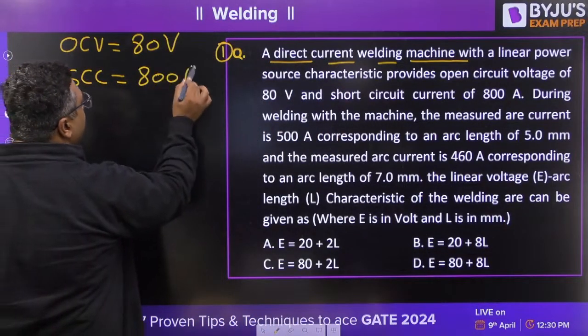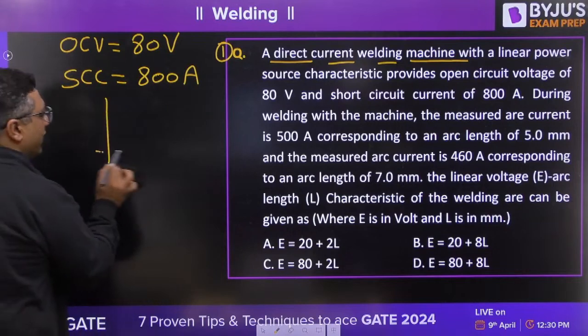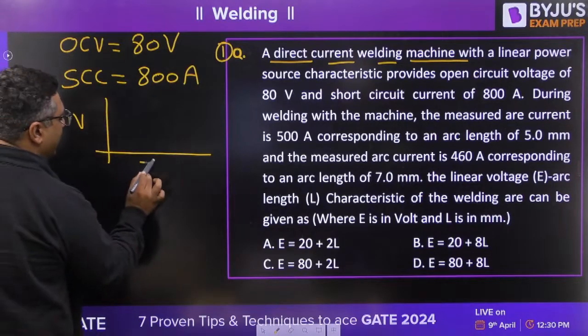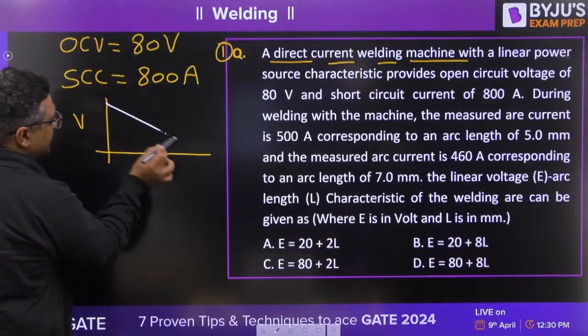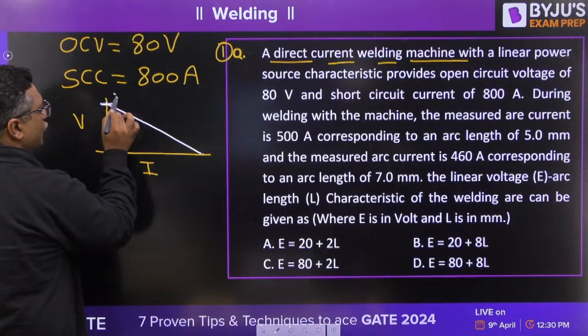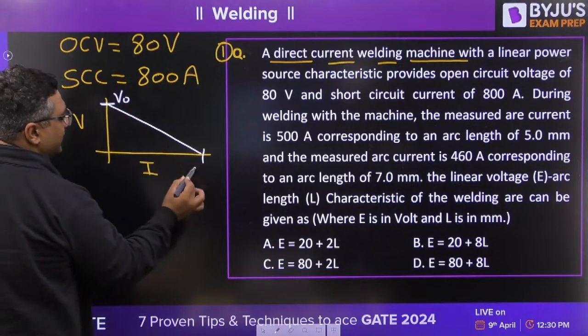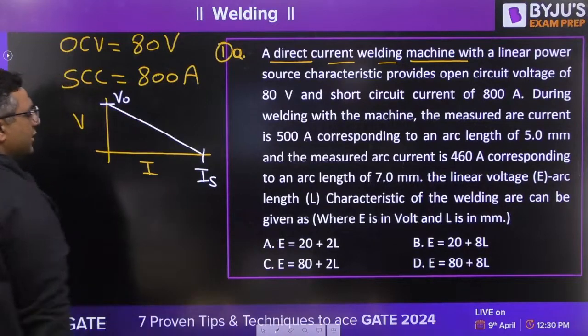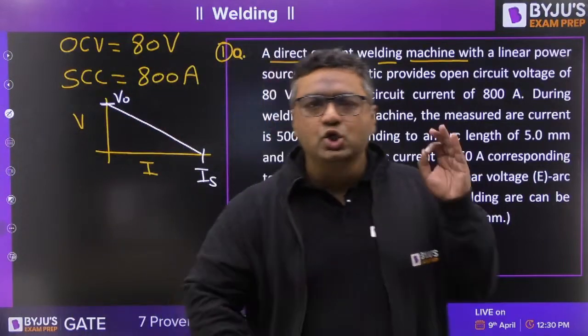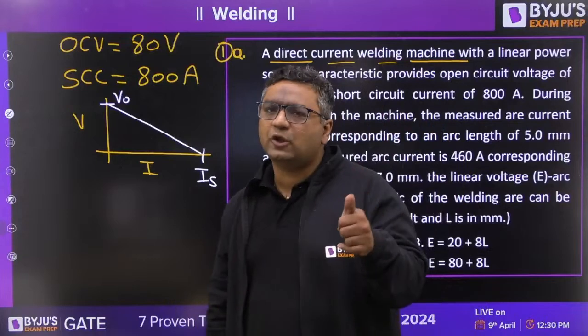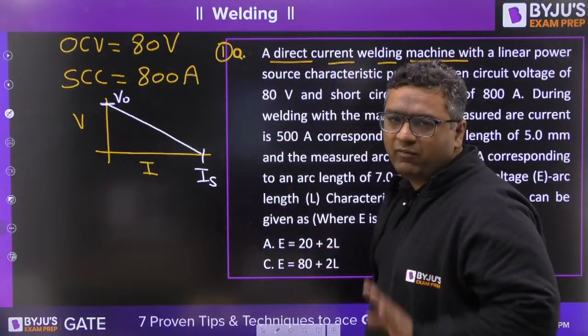It is 800 ampere. If I show you the graph between voltage and current, then my dear, the graph is going to be like this. This voltage is said to be the open circuit voltage, and this is said to be the short circuit current. Open circuit voltage is the voltage for zero current, and short circuit current is the highest current, at zero voltage. So they are given to you.